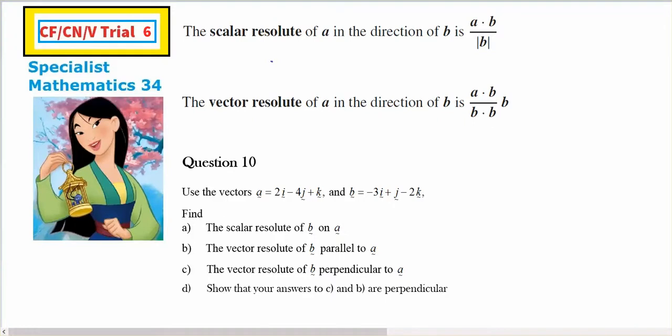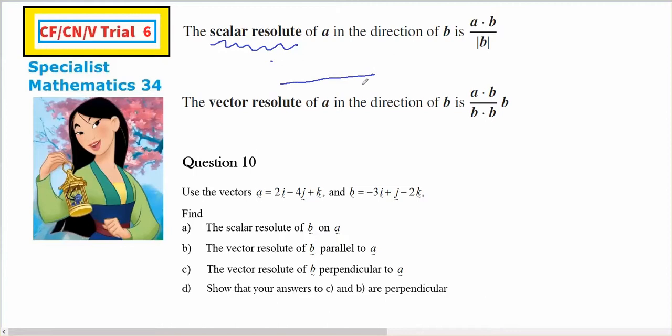This is for U12 specialists. It comes out of the circular functions, complex numbers, vector trial number 6. It's question 10. It's all about scalar and vector resolutes. Remember, a scalar resolute is the amount or magnitude of A in the direction of B.